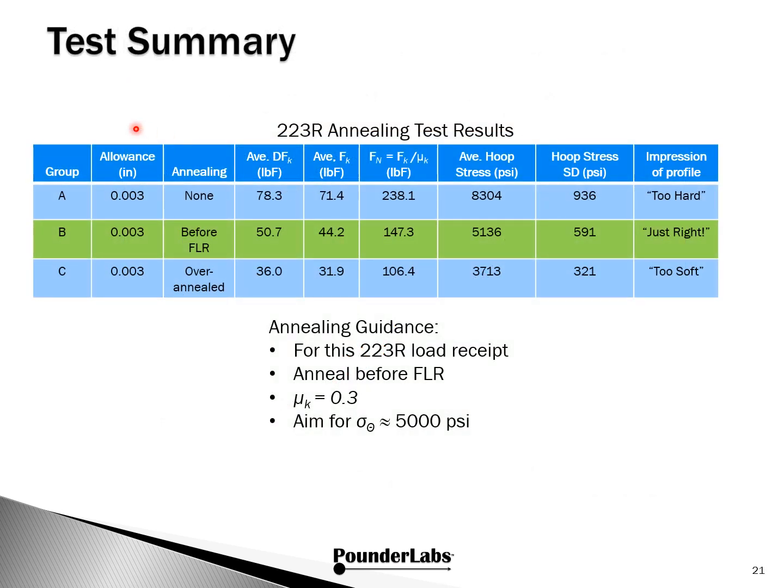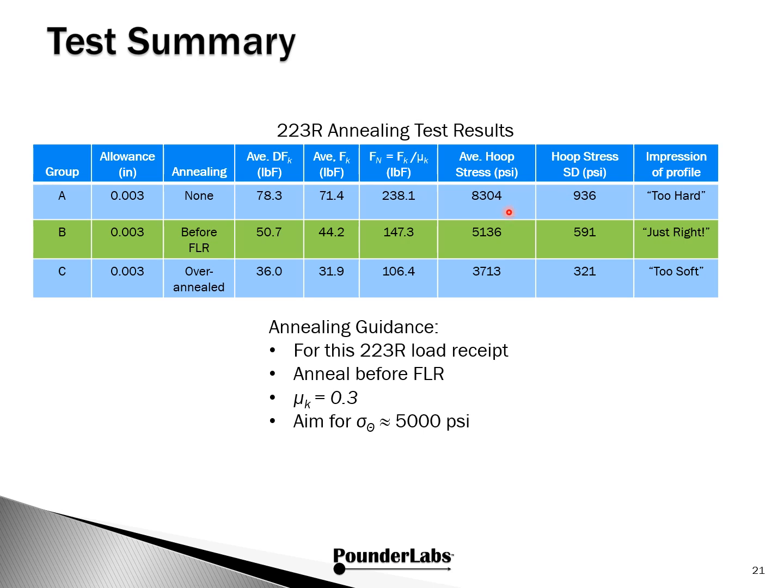Here's a summary of our tests. Groups A, B, and C. The allowance is 3 thousandths in all cases. Here's been the annealing. You see the drift force kinetic, the average kinetic force, and then we can easily determine the normal force, which then gives us hoop stress. Here's standard deviation of the hoop stress.